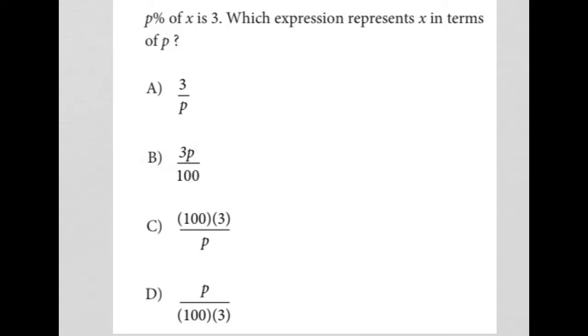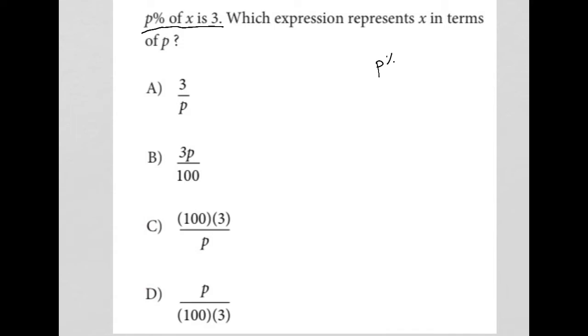So this question says p% of x is 3. So I know that I can translate that into a math equation. So p% of x is 3. So I'm going to write it this way, and then hopefully you'll see why in a second. So p% of means multiply.